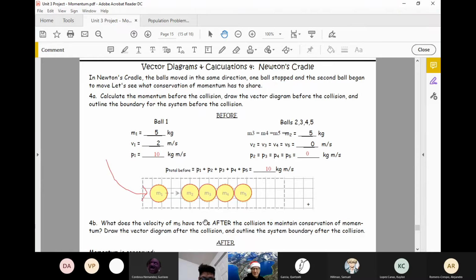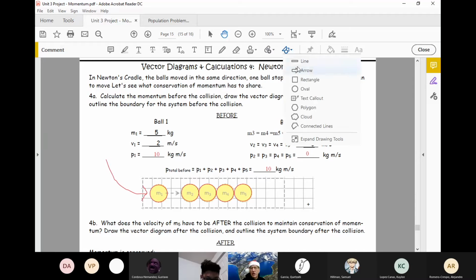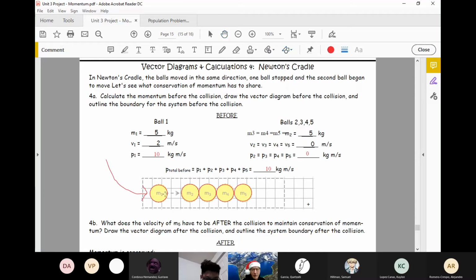They're all the same mass. These ones are just hanging motionless. They have no momentum, so they do not need an arrow. They don't need a vector because they have no momentum. But mass 1 swinging in here at 2 meters per second does need an arrow to show its momentum. So I'm going to draw that arrow. I'm going to try to match the size that they drew. Looks like I made it a little too long, so I'm going to shorten it up a bit.